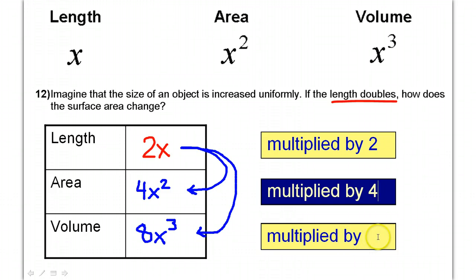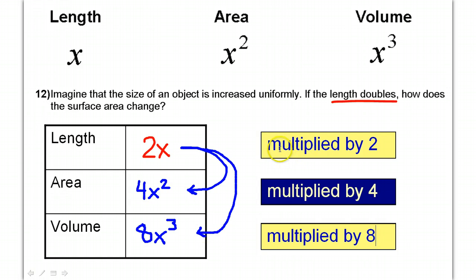Margaret, what is the volume multiplied by? 8. The volume is multiplied by 8. Can you see the 8x cubed? That's what the volume is multiplied by. The original volume would have been x to the third power. The new volume is 8x to the third power. So the volume has been multiplied by 8.